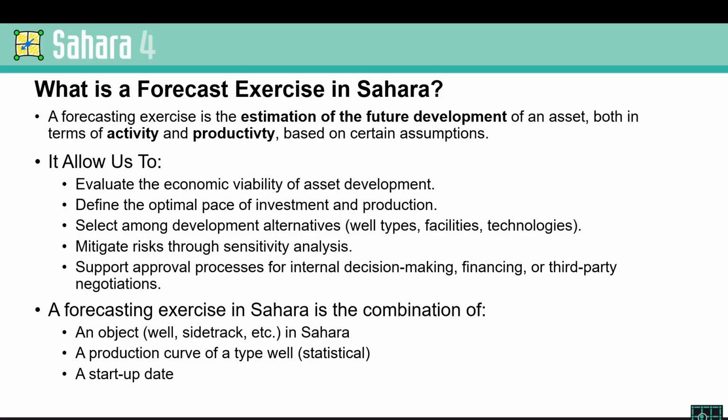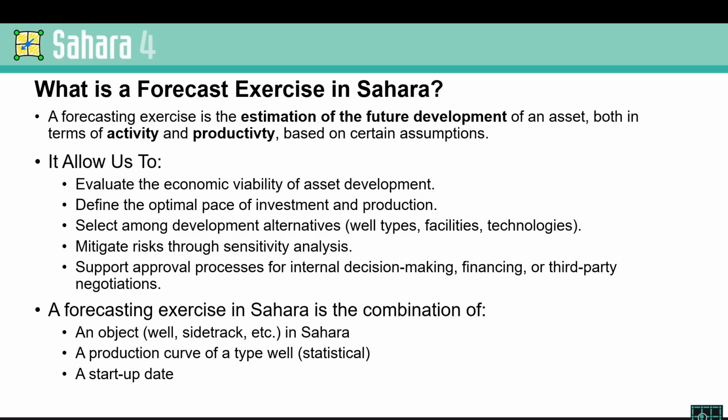To define a forecast exercise, we need three different elements. First, an object, might be a well, might be a sidetrack, even it might be a location that is not yet drilled. Then we're going to need a production curve that we're going to tie to this object. The production curve is not going to be associated with any date. It's just going to have an idea of how much productivity we are going to have in each month. For example, how much oil are we going to produce in the first month, in the second month, in the third month, and also the other phases. For example, gas, water. We may also include injected water or injected gas.